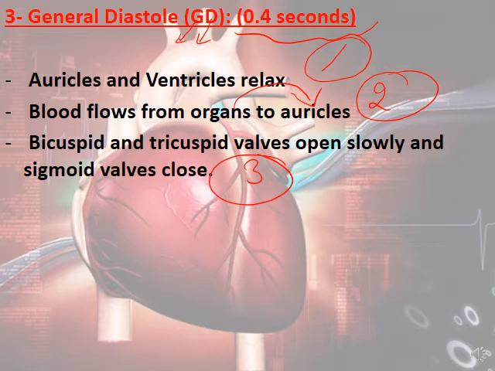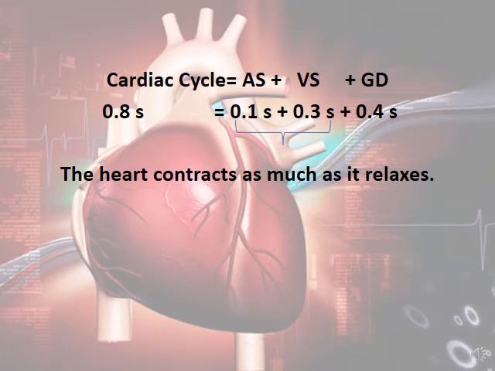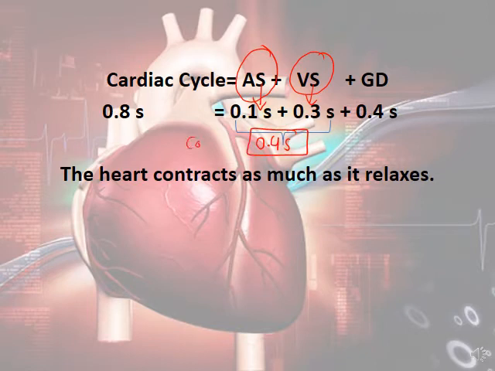So here the cardiac cycle is divided into three different parts. Let's check them. First, we have the auricular systole. It's about 0.1 second. The ventricular systole is 0.3 second. So both of them are 0.4 seconds. So these are contraction for 0.4 second.